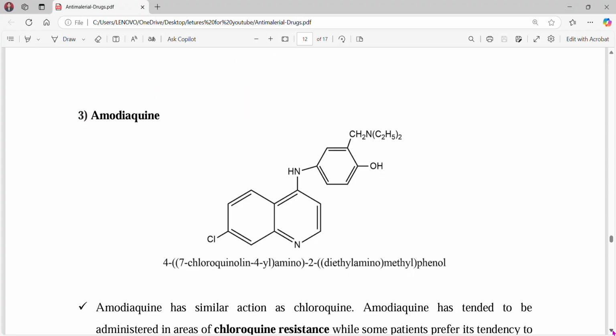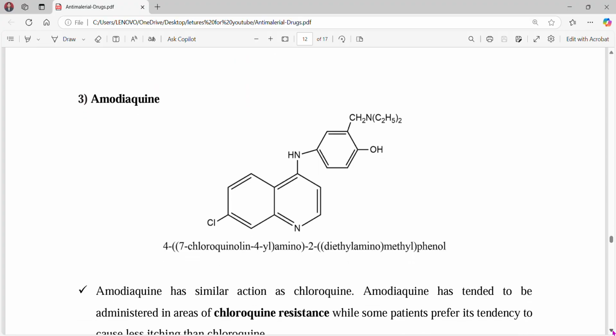Next drug is amodiaquine. The chemical name and structure of amodiaquine is 4,7-chloroquinolin-4-yl amino 2-diethylaminomethylphenol. So this ring is totally different along with the quinoline nucleus.